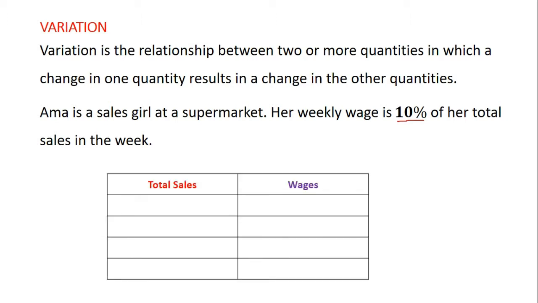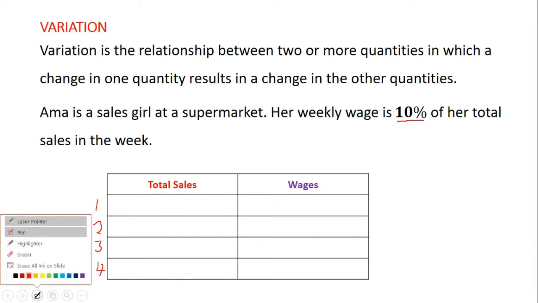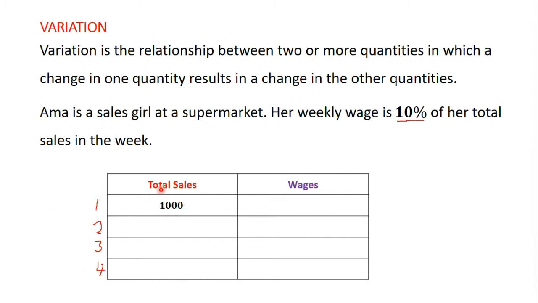Let's draw this simple table here with Amma's total sales in the first column and her weekly wages in the second column. Let's say that this is the first week, this is the second week, this is the third week, and this is the fourth week. Now, in the first week, she made a total sales of 1,000 cedis. In the second week, she made a total sales of 1,500 cedis. In the third week, her total sales was 800 cedis. And in the fourth week, her total sales was 2,500 cedis.